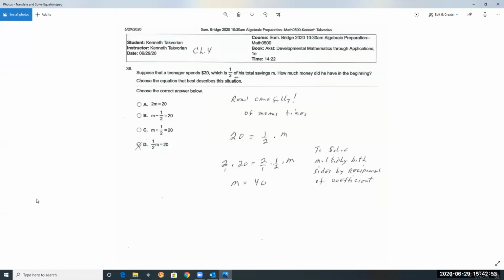We're now going to examine some examples from chapter 4. We want to read the problems carefully. The word "of" means times. The word "is" means equals.